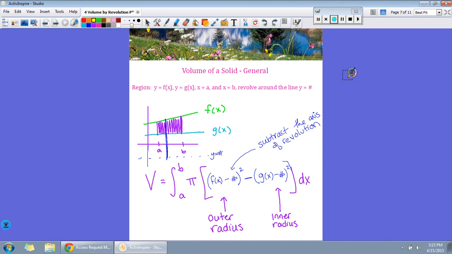If we're trying to revolve a region around the line y equals some number, for example, the y equals some number is right here, we're still going to have the integral from a to b, pi, but the outer radius is going to be your f of x minus the axis of revolution. And we're squaring that. Then we're subtracting the inner radius, which is your g of x, minus the axis of revolution, squaring all of that, and then integration.